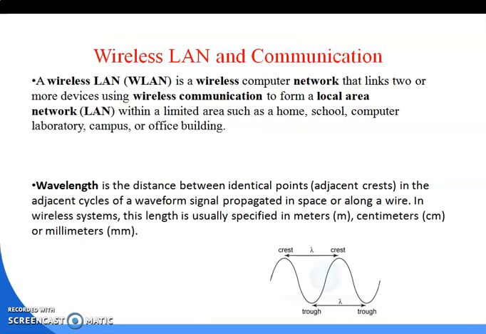So, first we are going to wireless LAN and communication. A wireless LAN is a wireless computer network that links two or more devices using wireless communication to form a local area network within a limited area such as home, school, computer laboratory, campus or office building. So everybody knows what a LAN is. LAN is generally local area networking. It is restricted within the campus, within the office, within the school campus, or you can say laboratory, etc.